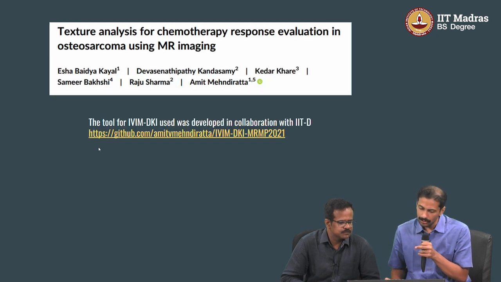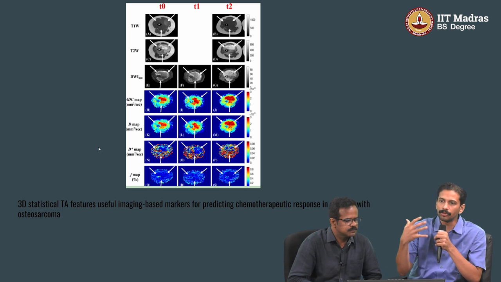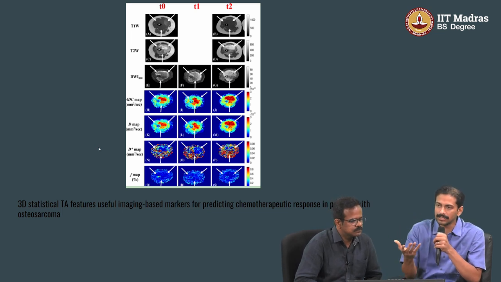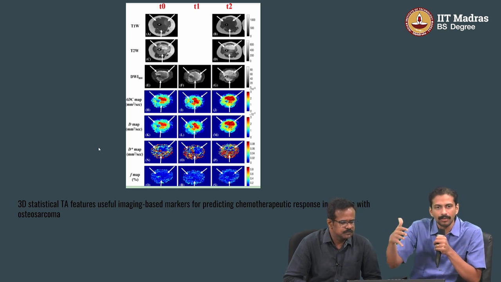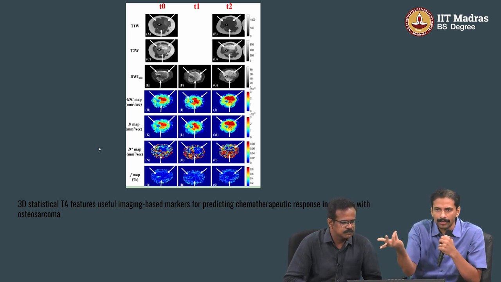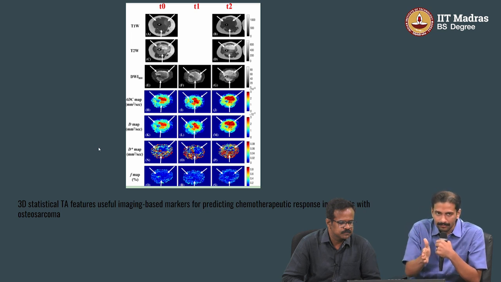All right. So we also did another study with IIT Delhi, where we tried to see whether the bone tumor, when chemotherapy is given to a patient, responds or not. Some patients respond and some patients may not respond. This is a usual scenario. We don't know why. Can we predict this, whether there is response or not, beforehand at the first scan?